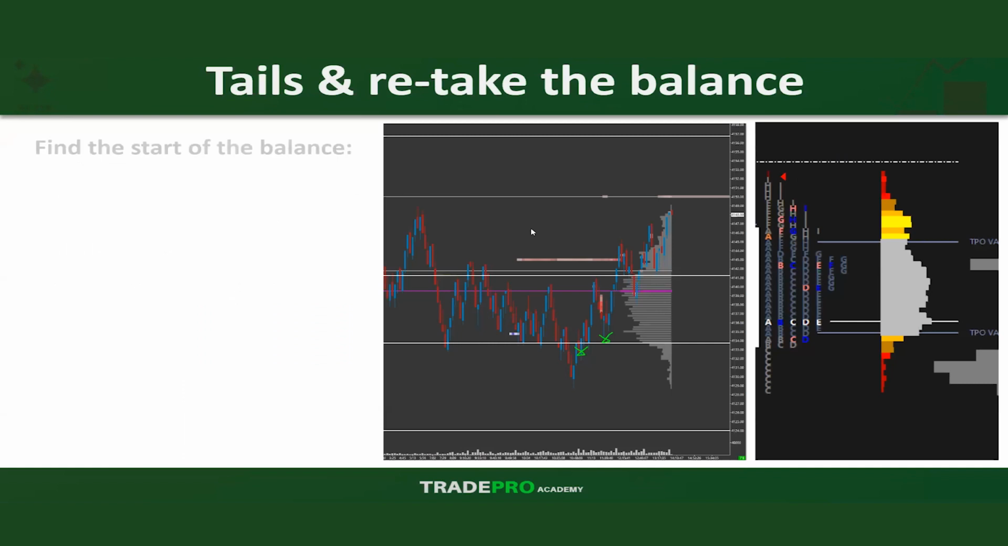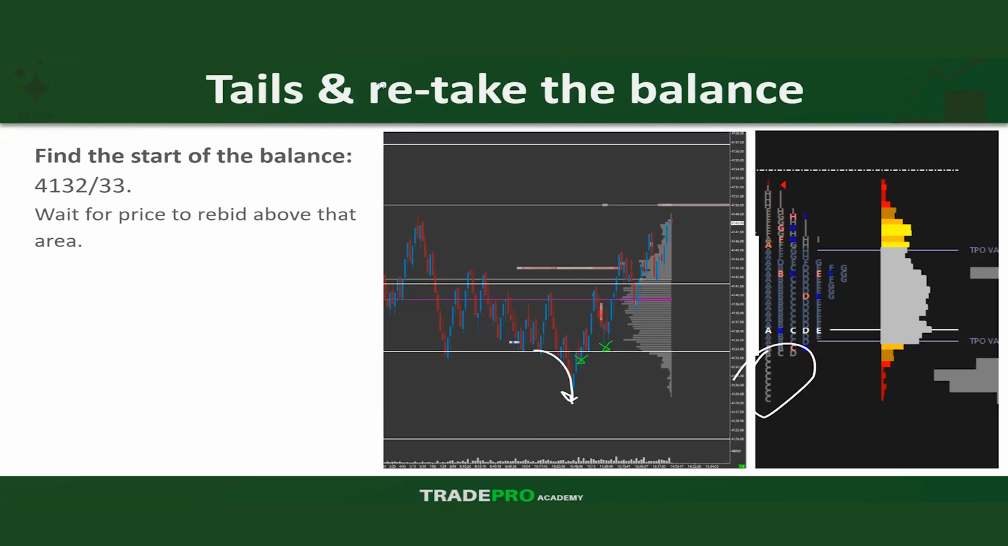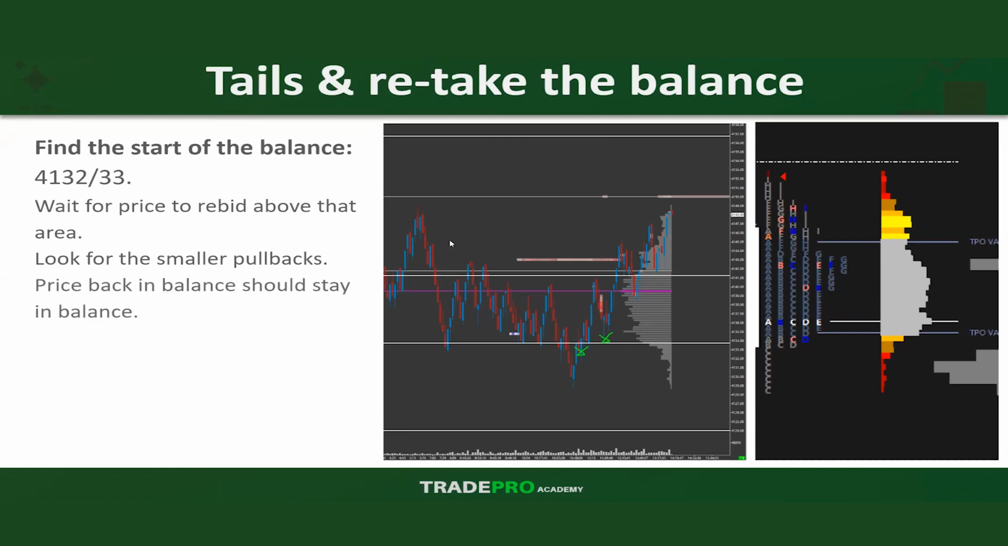Now, the other part is we can find the start of the balance. The start of the balance, 32 to 33, and we want to wait for price to rebid above that area. You can see this is the wick tail. This is where the C period comes out. They get stuck. We move back within the balance. We're looking to enter into one of these two X's to continue that mean reversion. So this is the main premise of how we look to actually trade this mean reversion strategy based on the market profile.